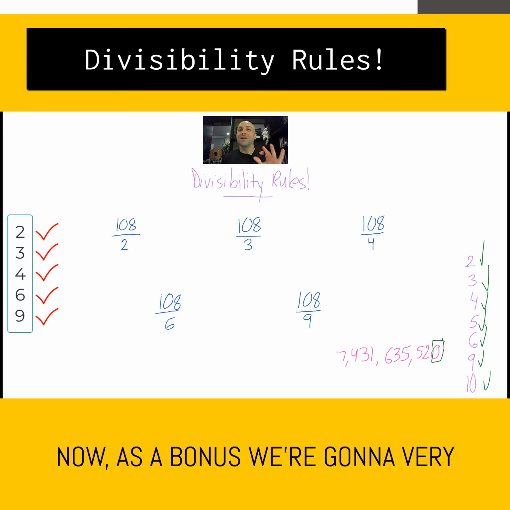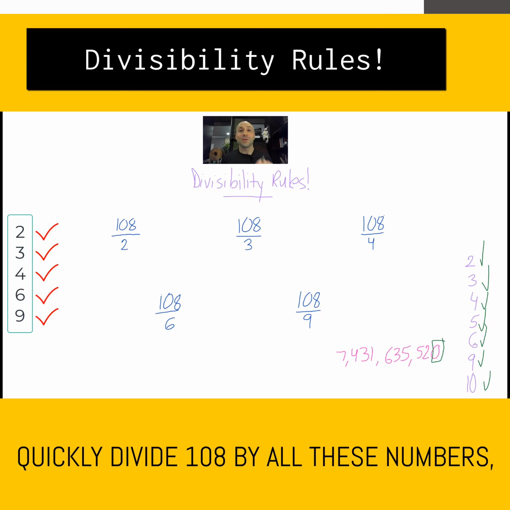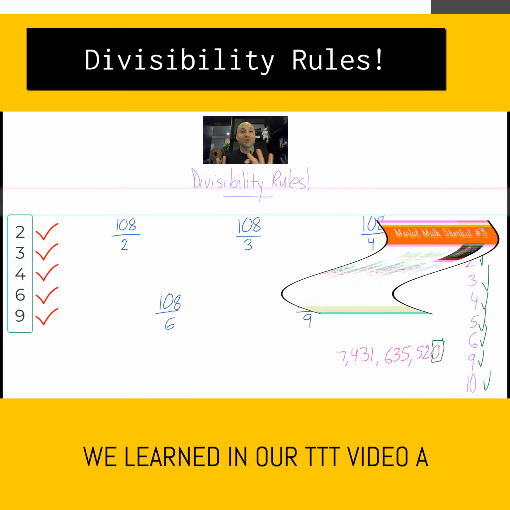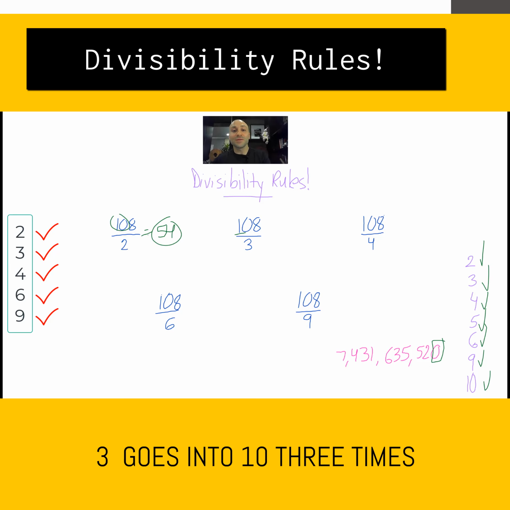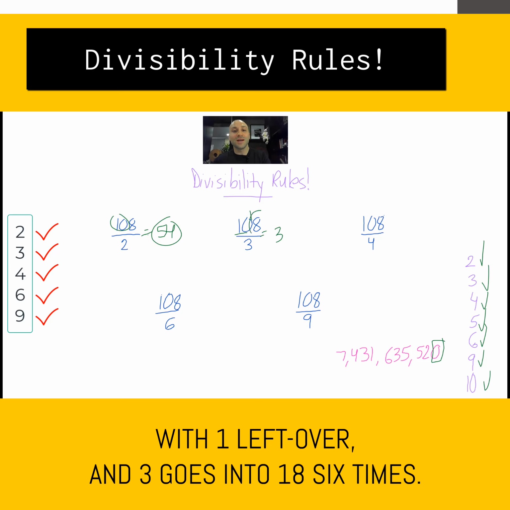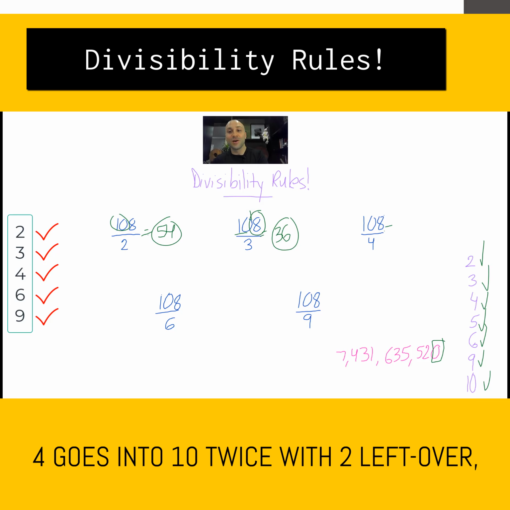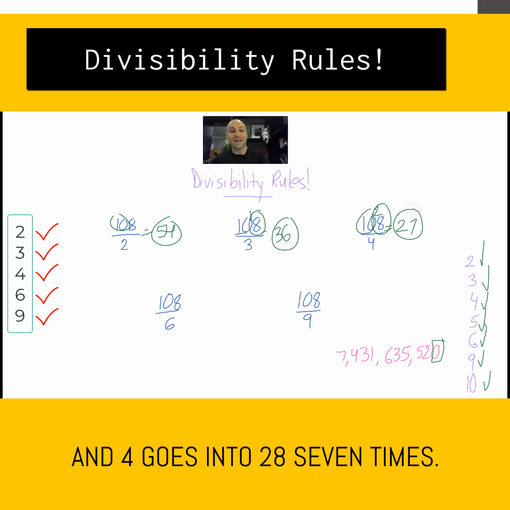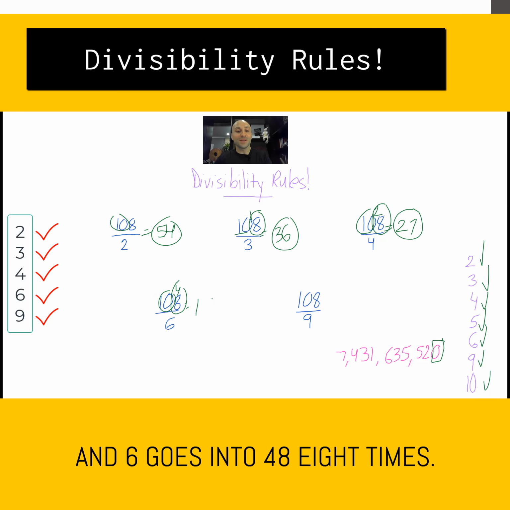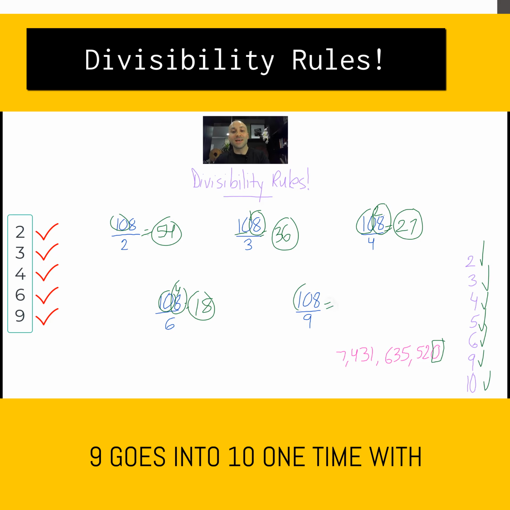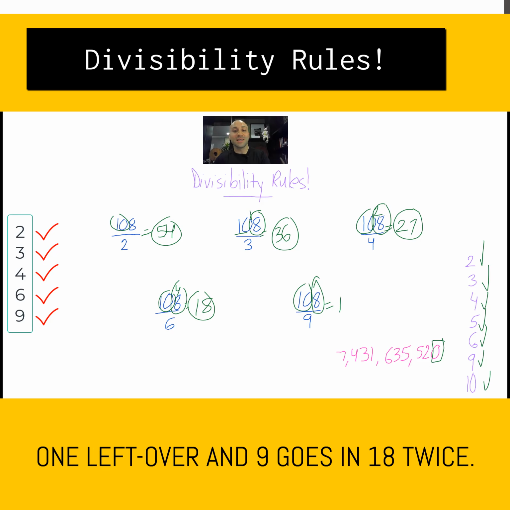Now, as a bonus, we're going to very quickly divide 108 by all these numbers, applying the division shortcut that we learned in our Triple T video a few weeks ago. 2 goes into 10 5 times, and 2 goes into 8 4 times. 3 goes into 10 3 times with 1 left over, and 3 goes into 18 6 times. 4 goes into 10 twice with 2 left over, and 4 goes into 28 7 times. 6 goes into 10 one time with 4 left over, and 6 goes into 48 8 times. 9 goes into 10 one time with 1 left over, and 9 goes into 18 twice.